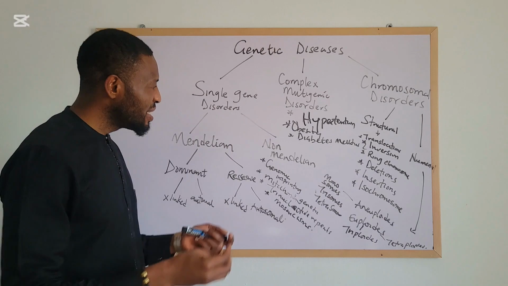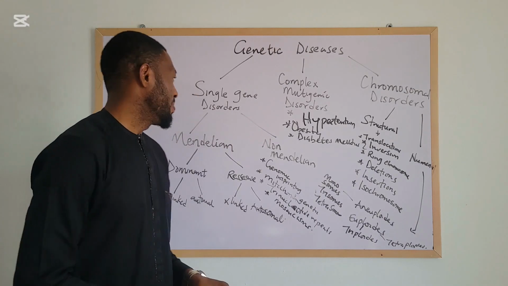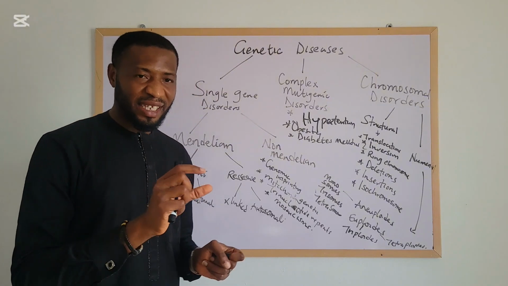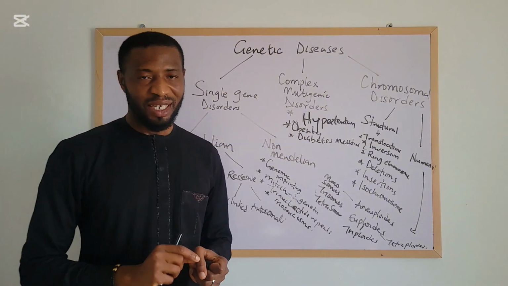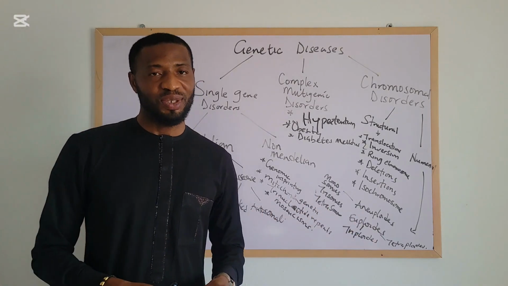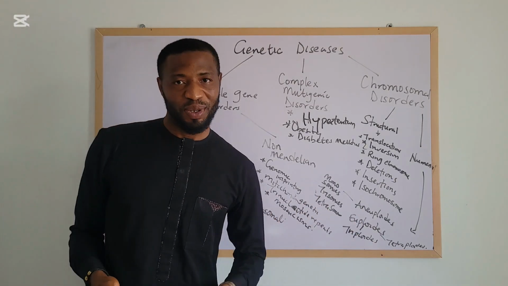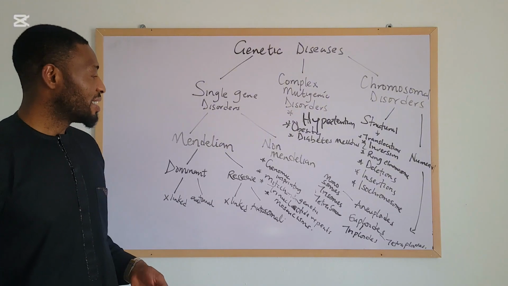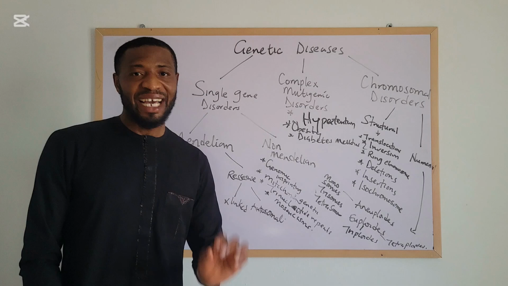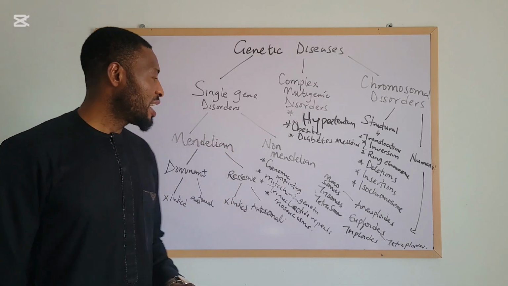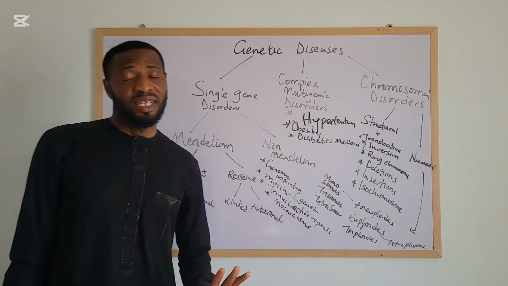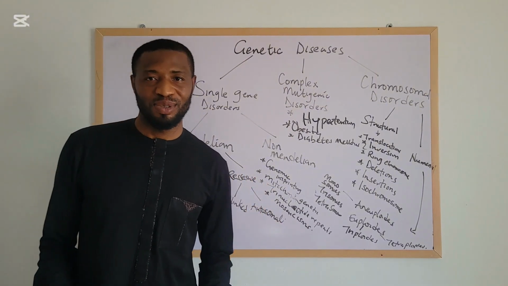So let us talk a little about them. Now, single gene disorders are disorders that affect just a single gene, okay? Just a single gene. And usually they have large defects, so they are also called single gene disorders with large effects. And these have been classified based on their inheritance patterns. Some of them follow the classical Mendelian pattern of inheritance, and those ones are called classical single gene disorders.